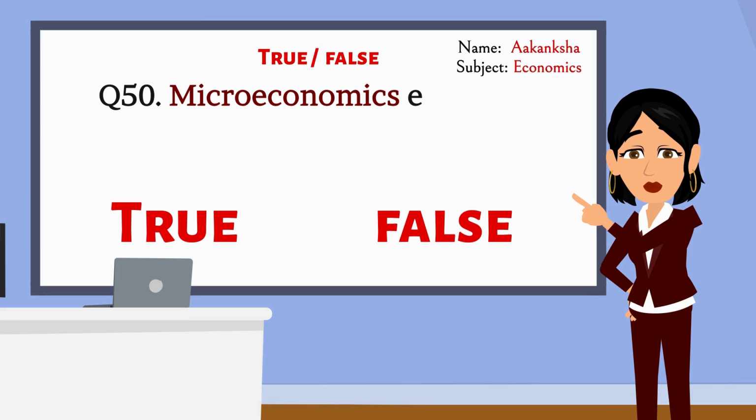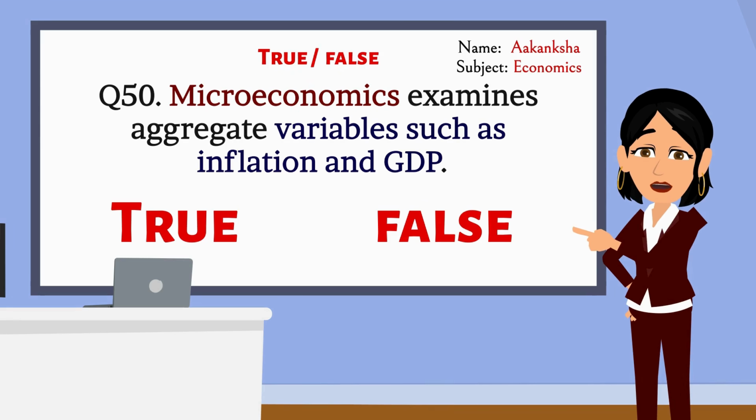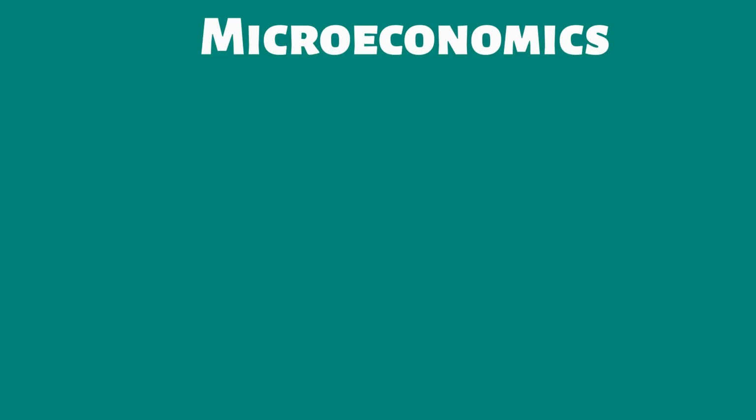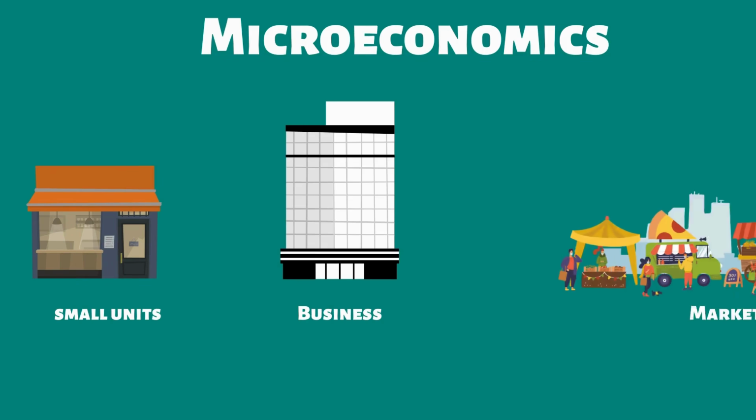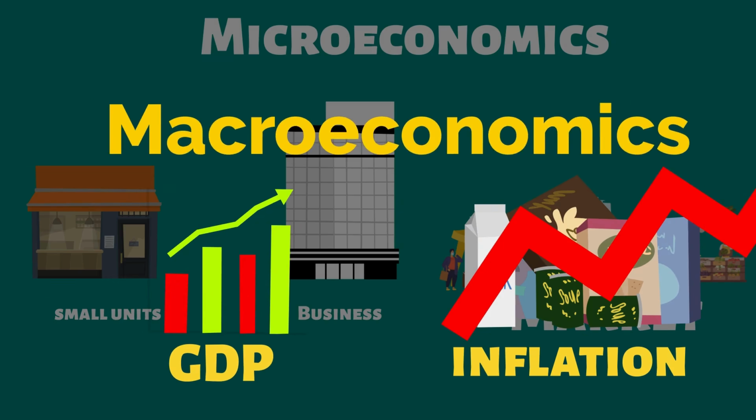Question 50. Microeconomics examines aggregate variables such as inflation and GDP. True or false? It's a false statement, ma'am. Correct. Why is that false? Microeconomics focuses on individual markets and decisions, while inflation and GDP come under macroeconomics.